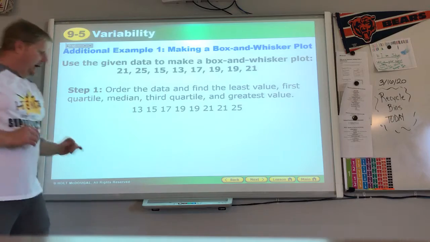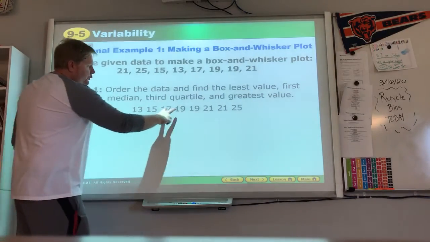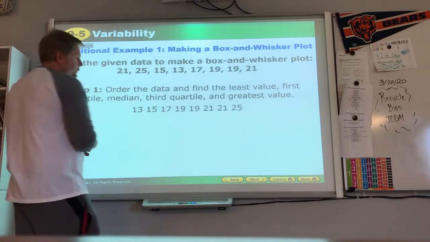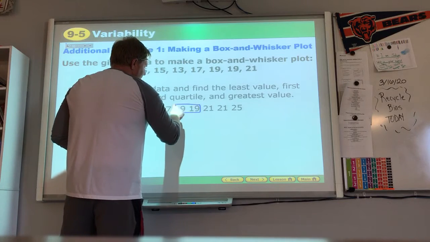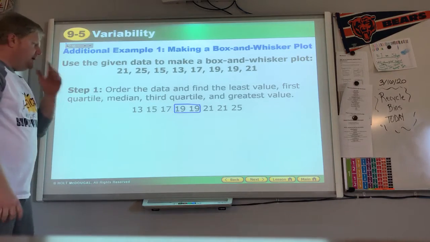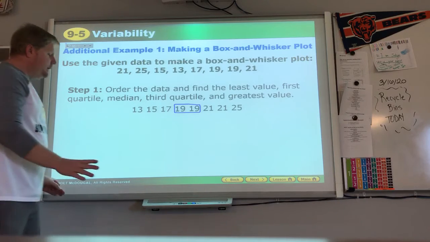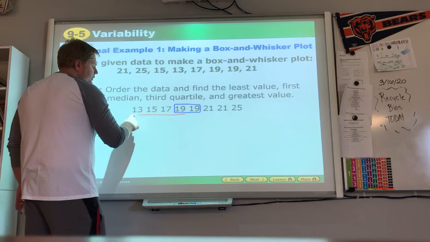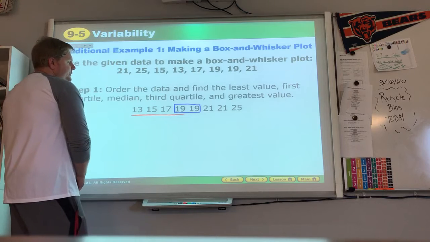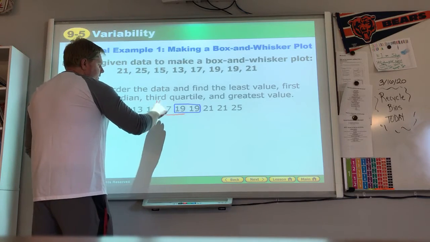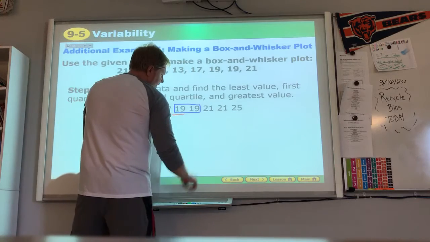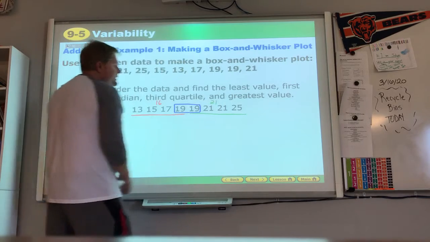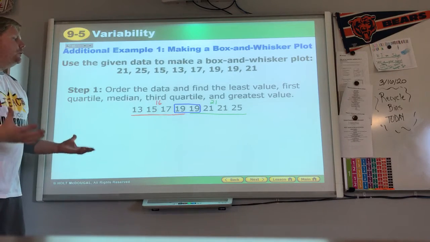When we order the numbers, now, there's 2, 4, 6, 8 numbers. Now, being that there's 8 numbers, we find the middle 2. The middle 2 are 19. 19 is our median, okay? Then, we want to look at our first half. 16 is going to be our first quartile. We want to look at our second half. 21 is going to be our second quartile. We've got that figured out.